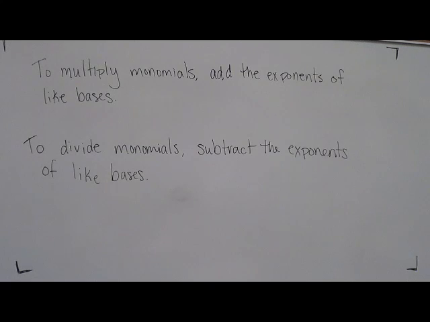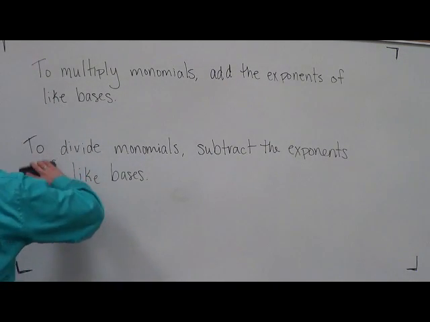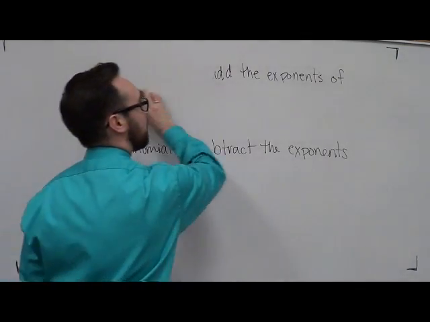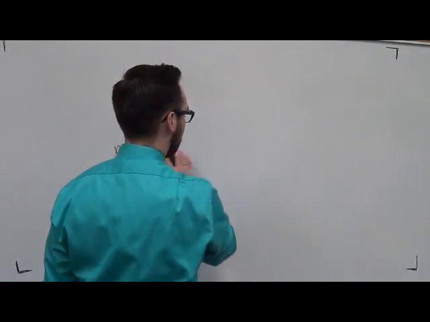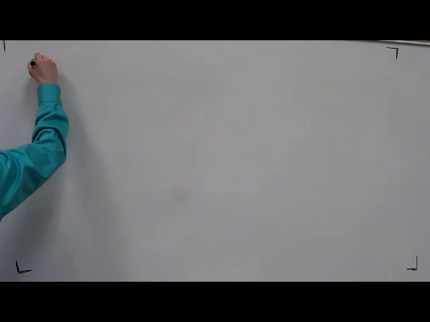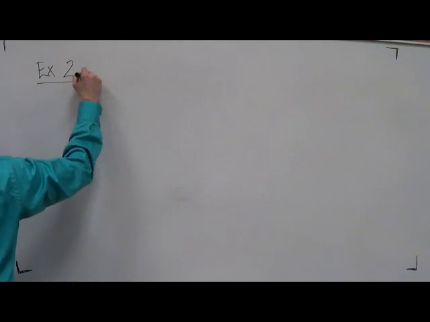Alright. So I didn't give you the names of those, they're actual properties in algebra. I didn't worry about the names of those for now. However, I'm going to look at an example of this. So we're on example 2 here.